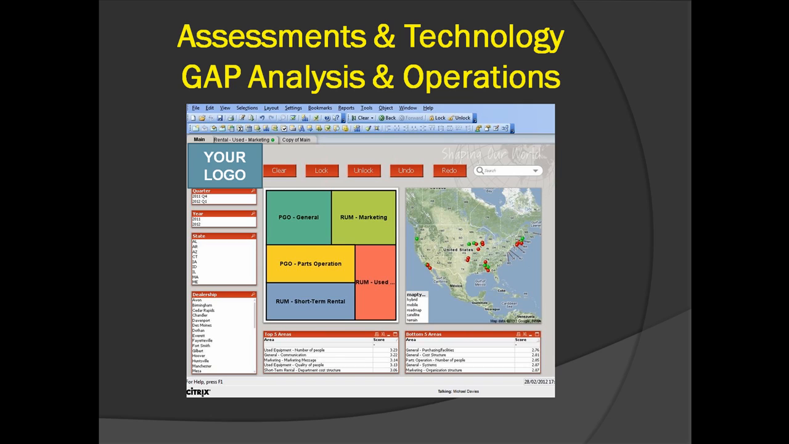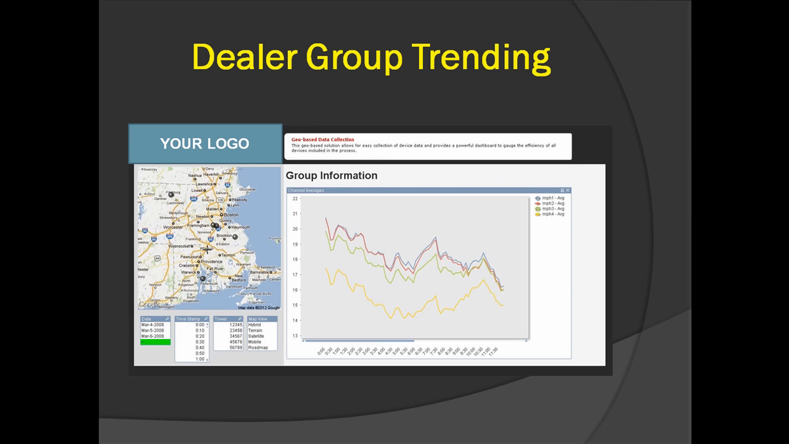Here's a brief look at an assessment and what we call a gap analysis for operations. Basically, once the questions are set up for, in this case, rental, used, and marketing, you have identification of the top 5 areas, the bottom 5 areas, the dealership name, the state, the year, and/or the quarter, and the bigger the block chart, the bigger the area of opportunity. We can certainly drill down by dealer region to develop more of the detail.